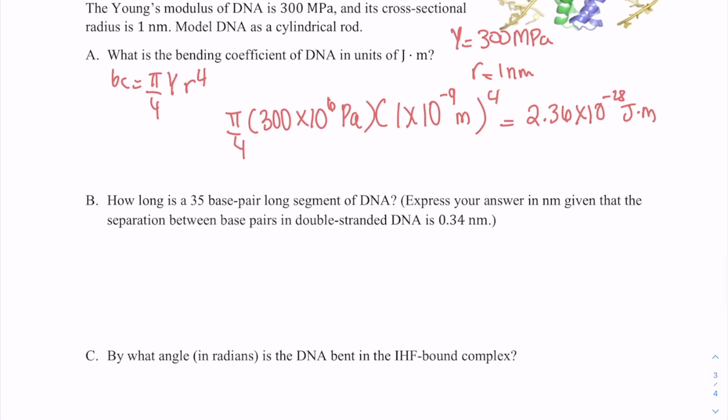Yep, exactly. So 35 times 0.34, and they want it in nanometers, thank God. So we're good there, right? Let me calculate that out as well. 35 times 0.34, and that should be 11.9 nanometers, I believe. That's how long the segment is, just from there to there, 35 base pairs. We're not looking at the diameter or anything like that.